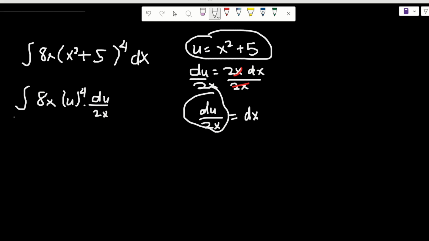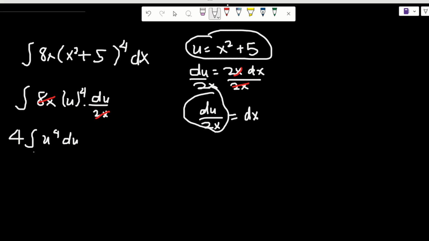If you have a constant inside the integral, you can simply take it out of the integral. So it will become 4 times the integral of u to the power of 4 du. The x is already cancelled, and this 4 comes from the 8 over 2. So let's proceed.